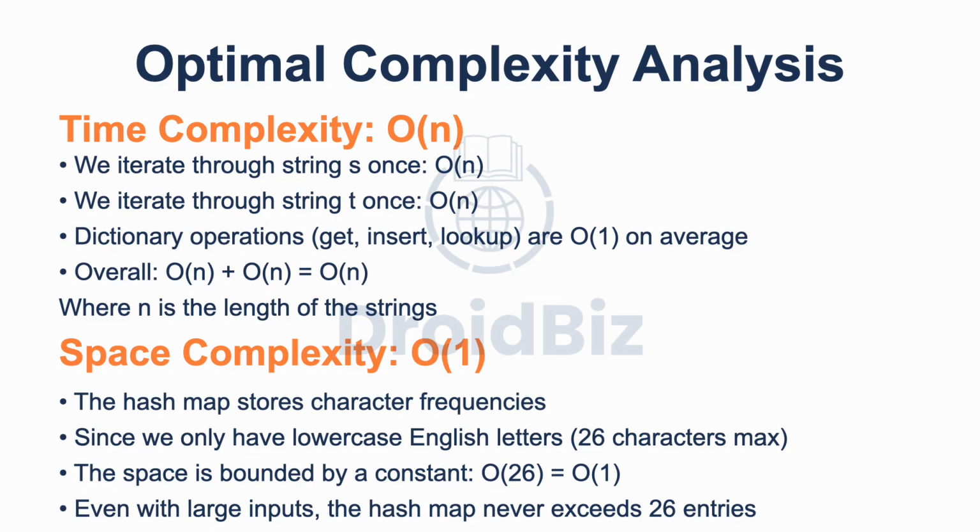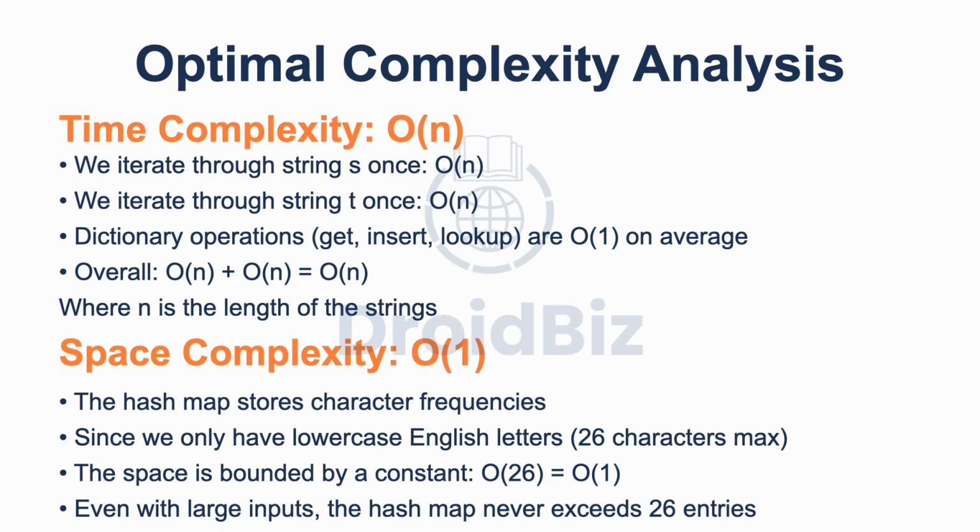Dictionary operations like get, insert, and lookup are O(1) on average. This means each operation inside our loops takes constant time. Overall, we have O(n) plus O(n), which simplifies to O(n). Here, n is the length of the strings.